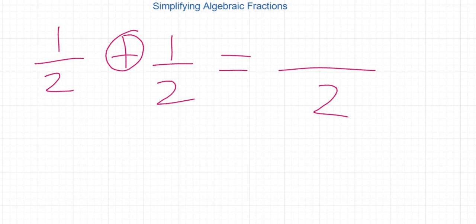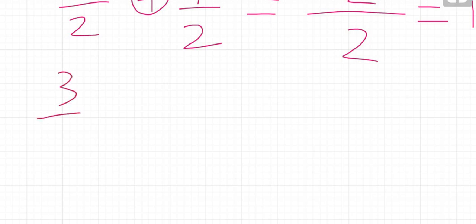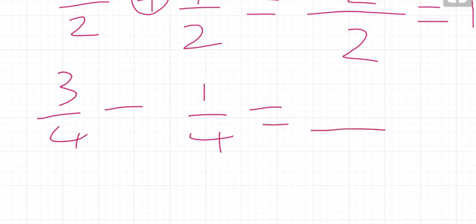So we will say 1 plus 1 gives us 2, and then we'll simplify this fraction and it will give us 1. Let's look at if we have, say, 3/4 take away a quarter. We do the same thing, bring back one of the denominators and we just subtract the numerators, and that will give us 2. And if we simplify this, 2 into 2 goes 1 time and 2 into 4 goes 2 times, so this will give us a half.